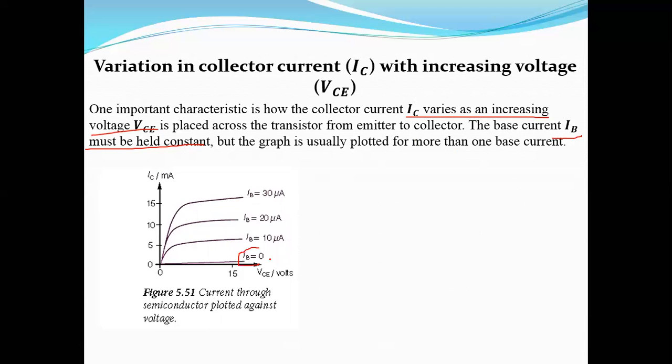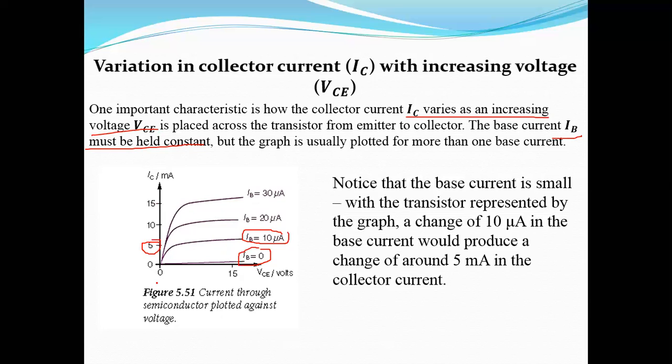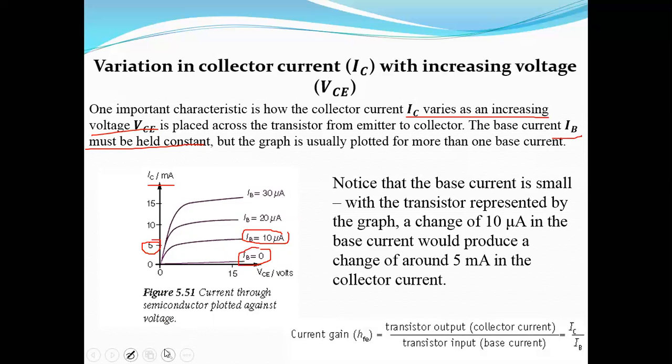For example, here when the base current is 0, it is about 1 milliampere for the collector current. When it's 10, it is going to be around 5 milliampere. When it's 20, it's going to be around 10. When it's 30, it's going to be around 15 milliampere. Okay, so this shows that base current is constant and collector current changes according to that. From the graph you can see. So when we talk about this, we have to find the current gain.